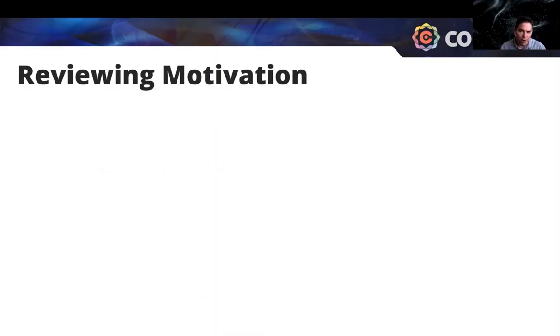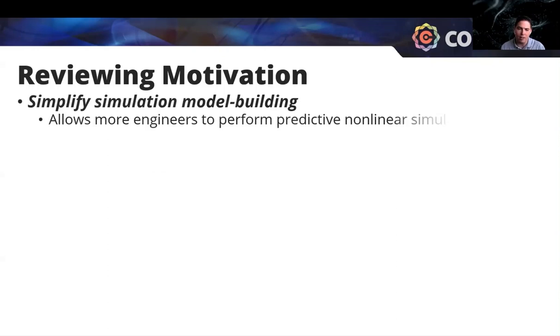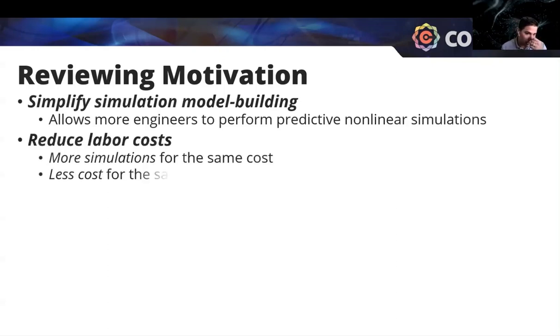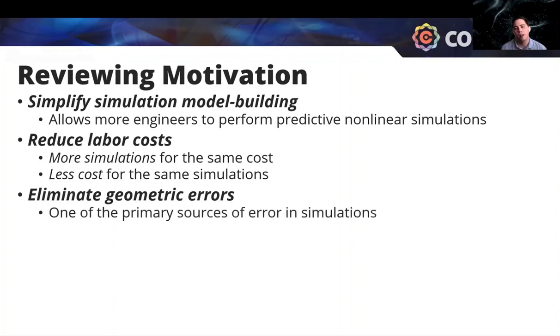And just to review the motivation real quickly, we can see that we've simplified the model building for the hex meshes, which allows more engineers to go in and build these complex meshes for simulations. It reduces the labor cost, allowing you to run either more simulations for the same cost or have less cost for those same simulations. We've eliminated geometric errors, which is one of the primary sources of errors in simulations. There's obviously errors with materials and errors with physics and other things that are also large sources of error. But this at least eliminates one of these sources.